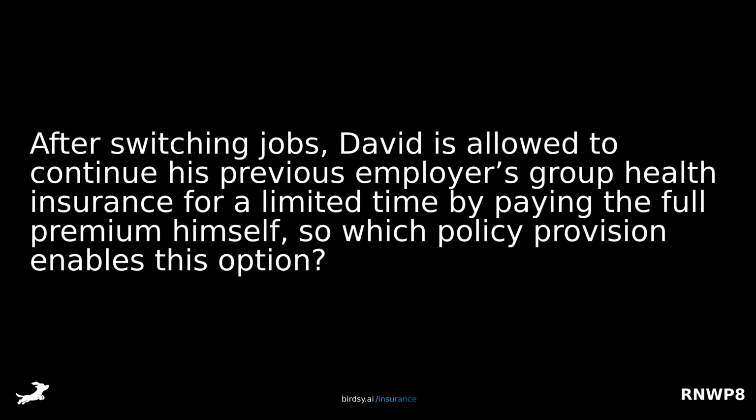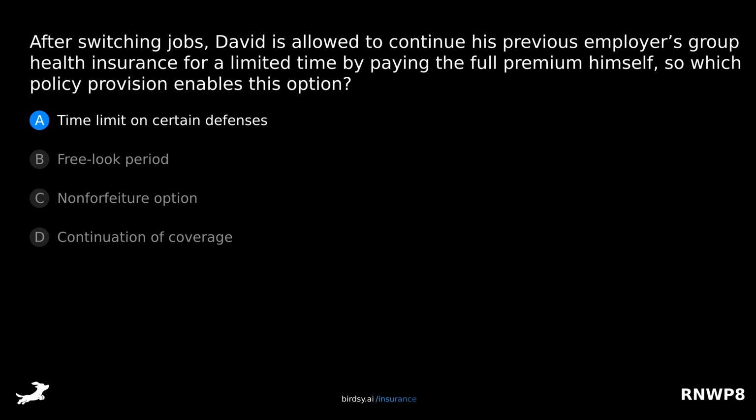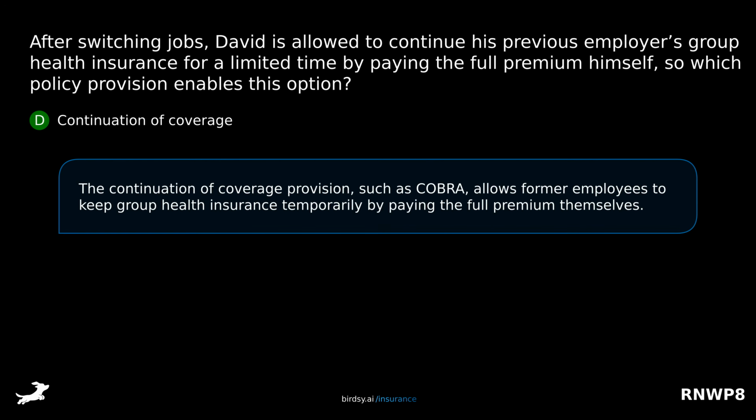After switching jobs, David is allowed to continue his previous employer's group health insurance for a limited time by paying the full premium himself. So which policy provision enables this option? Is it A, time limit on certain defenses, B, free look period, C, non-forfeiture auction, or D, continuation of coverage? The correct answer is D, continuation of coverage.